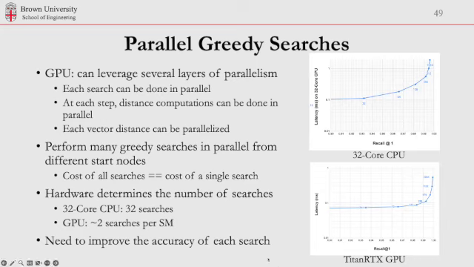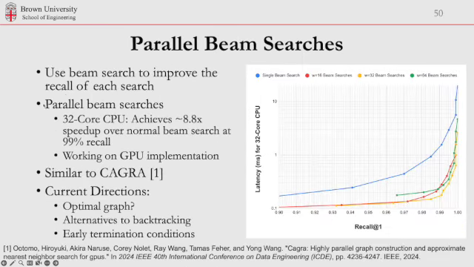So given a maximum amount of searches we can do at the same time, we need to increase the accuracy of each search. And so the idea there is, instead of just a greedy search, maybe one idea is to use beam search. So use a small beam size, a little bit of backtracking to increase recall.